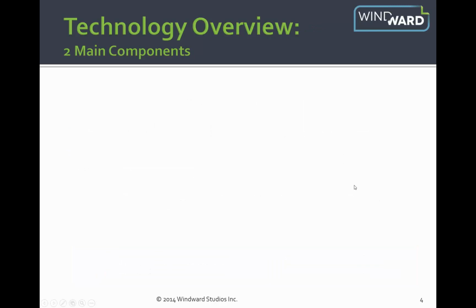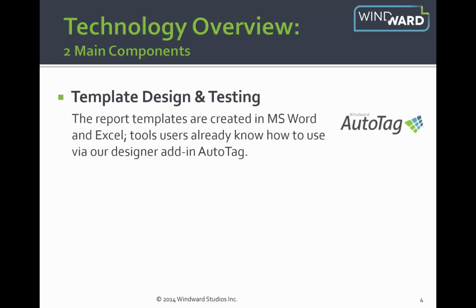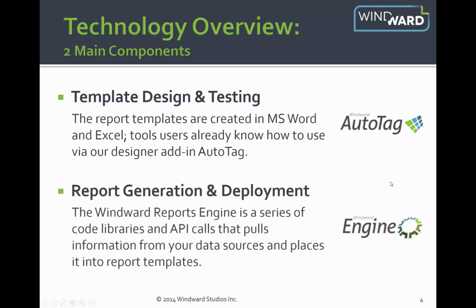So for the two main components in the Windward embedded solution, the first component is our AutoTag solution. This is a third-party add-in into the Microsoft Office suite. It allows you to do your template design and testing directly within Word, Excel, and PowerPoint. We really take advantage of that existing knowledge of these tools, and we find that template design is both intuitive and seamless. Once you've designed and tested your templates, the Windward engine is responsible for the integration of running those templates inside of your application.